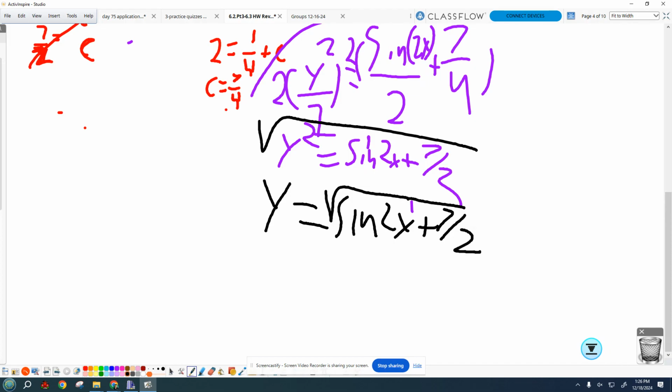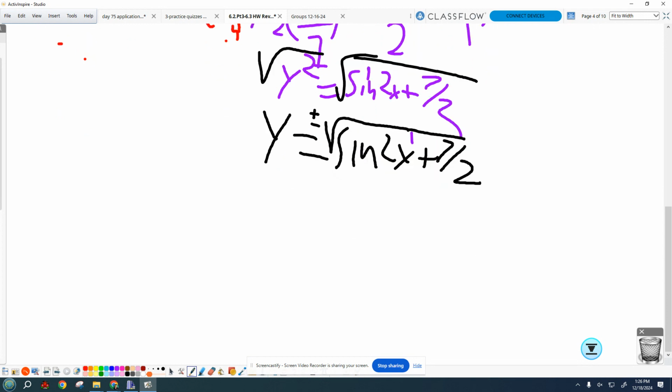Okay, when we put in the square root, we need to do plus or minus. So square rooting both sides, we are not done. I wanted the particular solution, the exact solution, the one and only solution. He gave me 2.